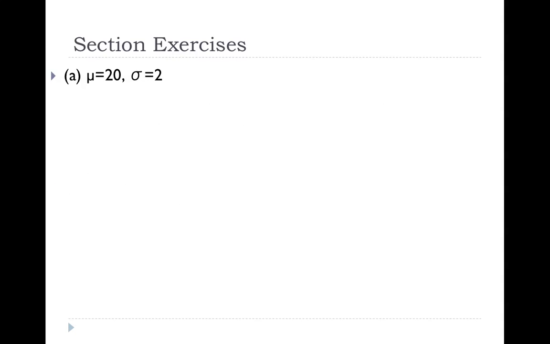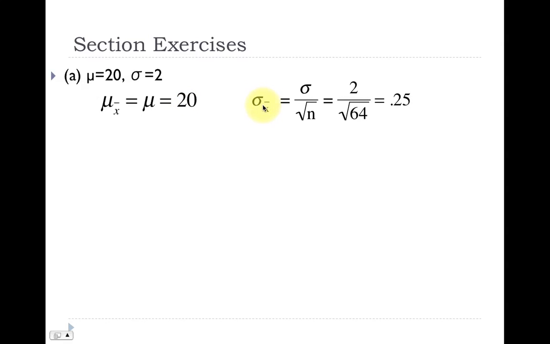Okay, so for a mu of 20 and a sigma of 2, our mu sub x bar, the mean of our sampling distribution, is always the same as the mean of the population, which is 20. So mu sub x bar is 20. Our standard error, you're going to take the sigma, the population standard deviation, divided by the square root of 64, which is what the sample size was in this problem, and you get 0.25.